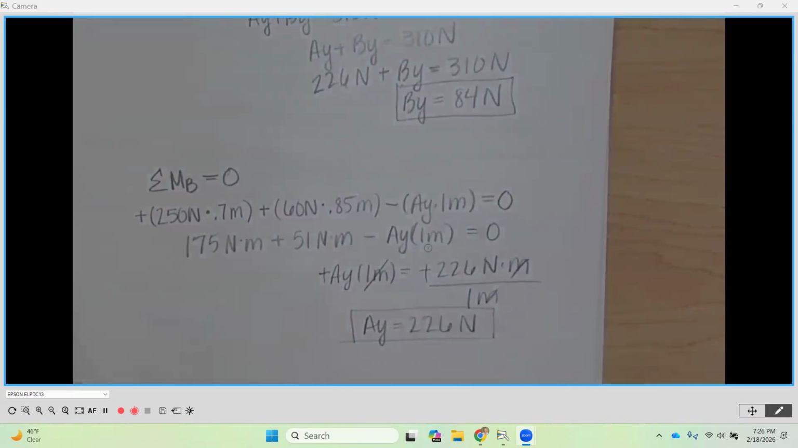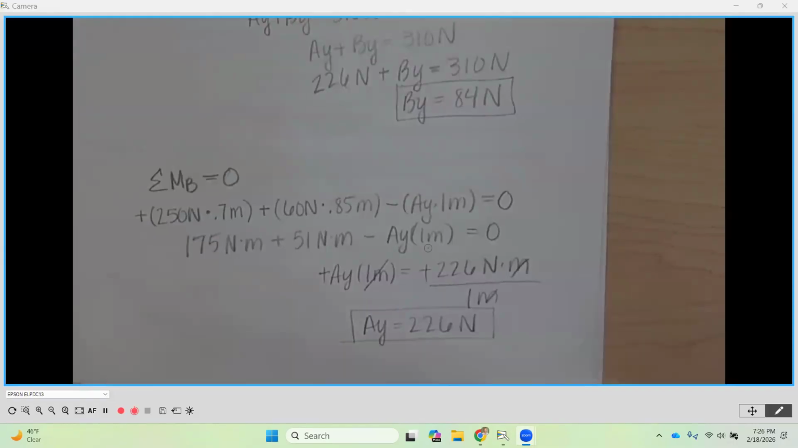So whether you sum your moments around A or sum your moments around B, you get the very same answer. Did you also get positive values for your variables or for your magnitudes? Yes. Perfect. So it works both ways. All right. Any questions? Chris?